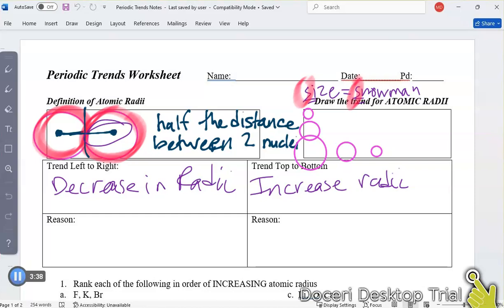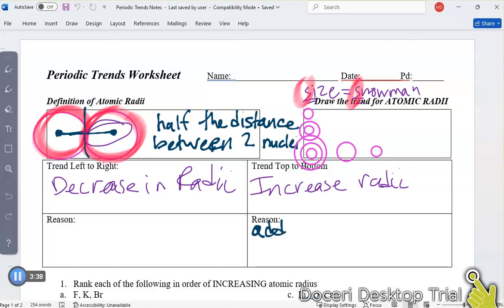Okay, the reason. Top to bottom is fairly easy. As we go down each row, we're adding more energy levels. We're adding more rings. Energy levels is more accurate, but we'll use rings interchangeably to help us understand a little better. So as we go down, we add more rings. One ring is going to be smaller than two rings. Two rings is going to be smaller than three rings. So as we go down, we've added an energy level.